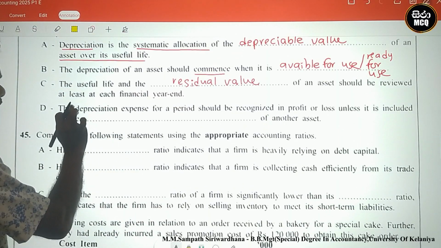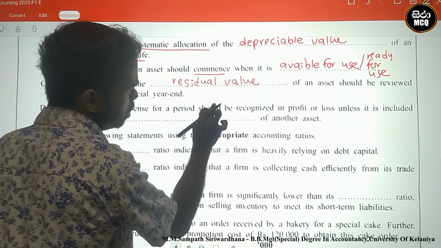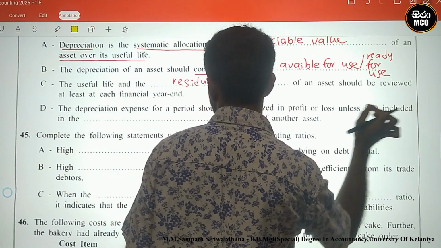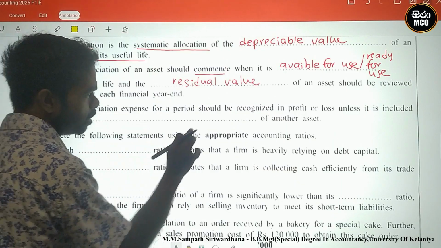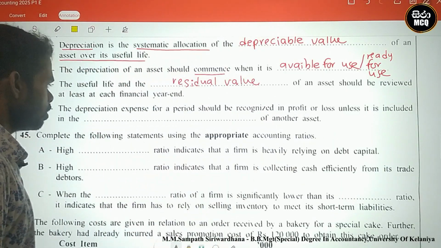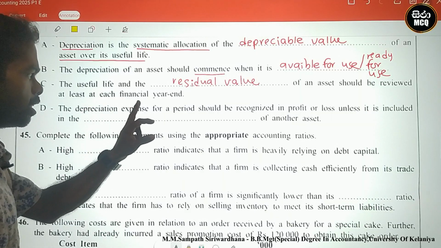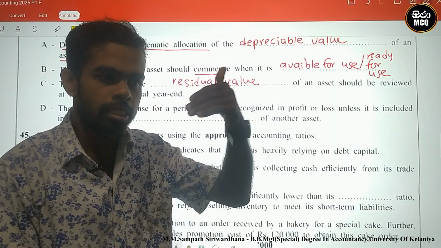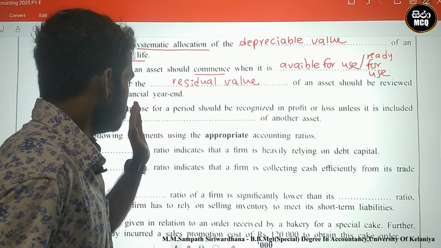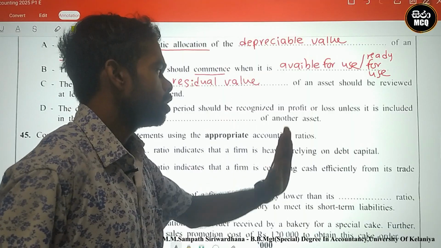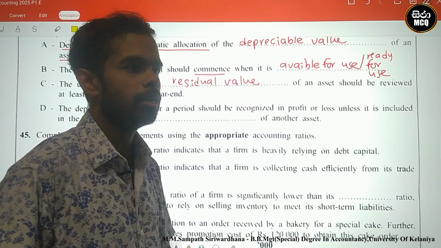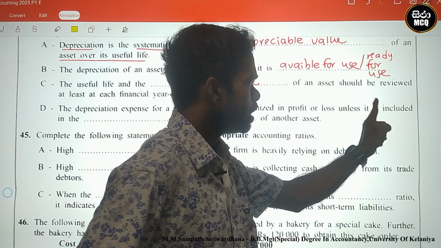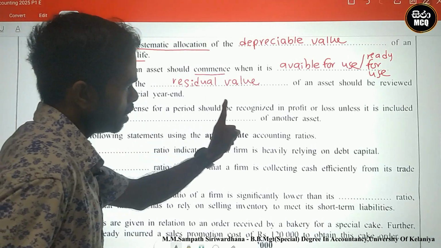Okay, let's see. The depreciation expense for the period should be recognized in profit or loss unless it is included in the carrying amount of another asset. Look here, depreciation expense for the period. You know, depreciation expense debit, accumulated depreciation credit. Okay, expense for the period should be recognized in profit or loss. You know, administration expense or distribution expense, unless it is included in another asset.